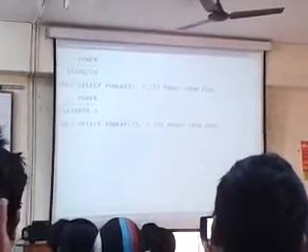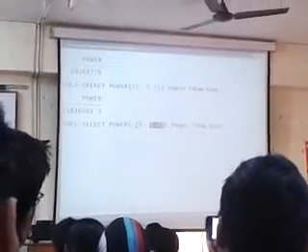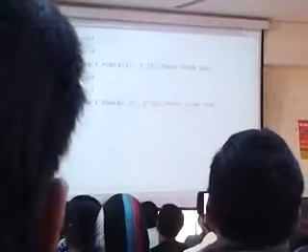Meaning what? Suppose this is a negative number. Is this a floating point or an integer? Floating point. Now it will give you an error. So why is Oracle giving an error? It's going by mathematics.